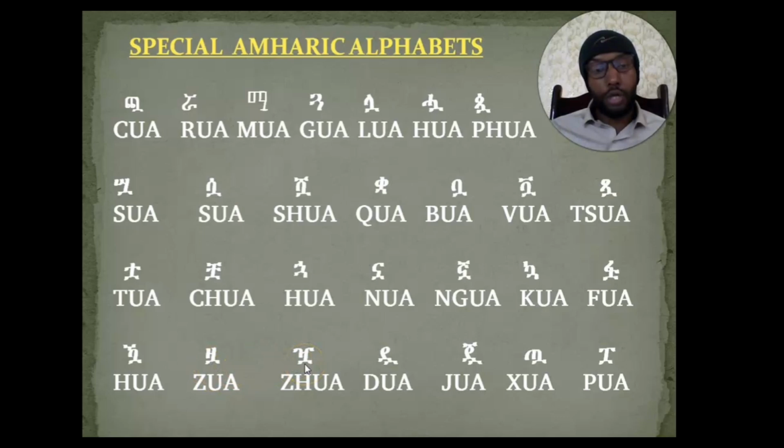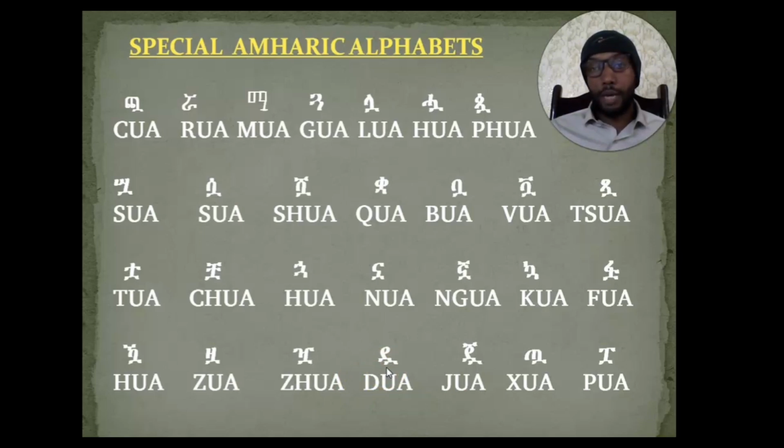So this special Amharic alphabet called Zwa comes from the basic alphabet called Ja. This Zwa comes from za, whereas this Zwa comes from Ja. So this is called Zwa, this special Amharic alphabet. And this special Amharic alphabet is called Zwa. The next one is Dwa.